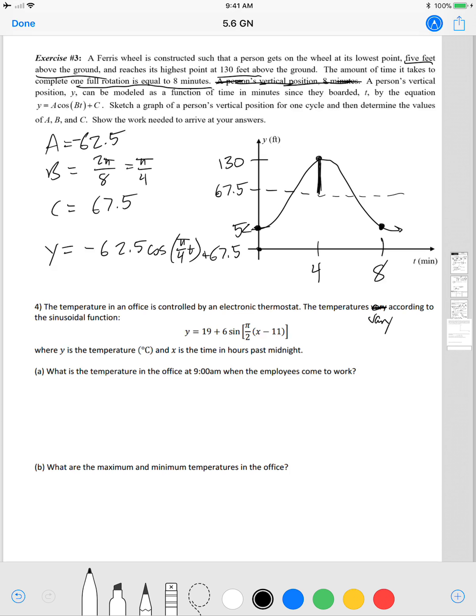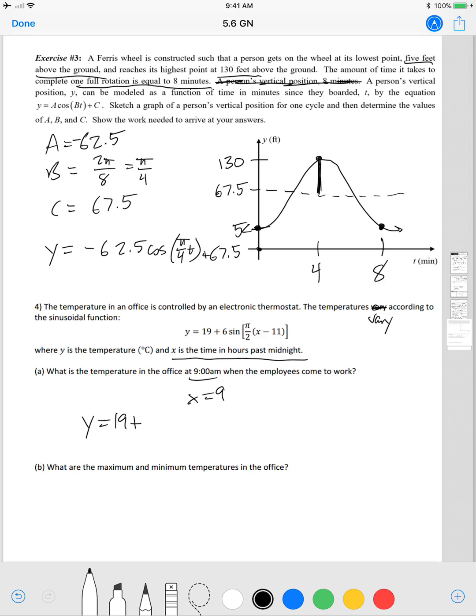What is the temperature in the office at 9 a.m. when the employees come to work? X is the time in hours past midnight. So 9 a.m. means x equals 9. All I have to do is plug into this function. This is a straight evaluating question.